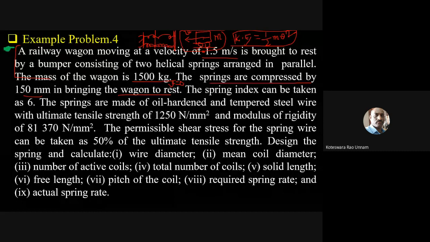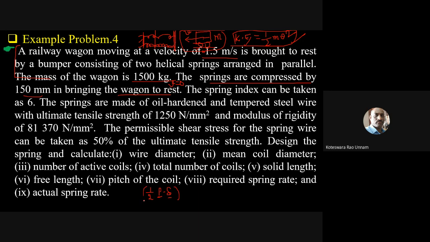That strain energy, where does it come from? That comes from the kinetic energy of this vehicle. So since the final kinetic energy is zero, this entire kinetic energy is converted into the strain energy. So how can I calculate the strain energy? What is the formula for strain energy? Strain energy is equal to half into P into delta, where P is the load on the spring and delta is the compression or elongation of the spring.